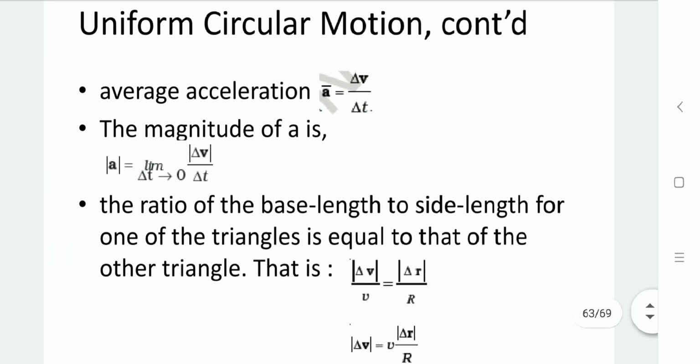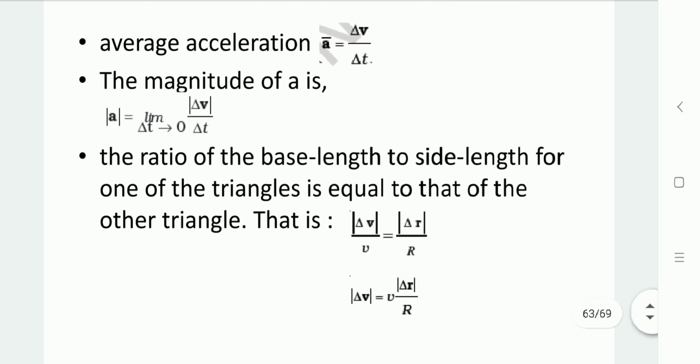So here the average acceleration is delta v by delta t. By taking its absolute value, we have the absolute value of delta v by delta t. To get its instantaneous value, apply the limit delta t tends to 0. Now let us take the ratio of base length to side length from the triangle of the velocity vectors and the other triangle. So we have delta v by v equal to delta r by r in absolute magnitude. So the magnitude of delta v equals v into delta r by capital R, where capital R is the radius of the circle.